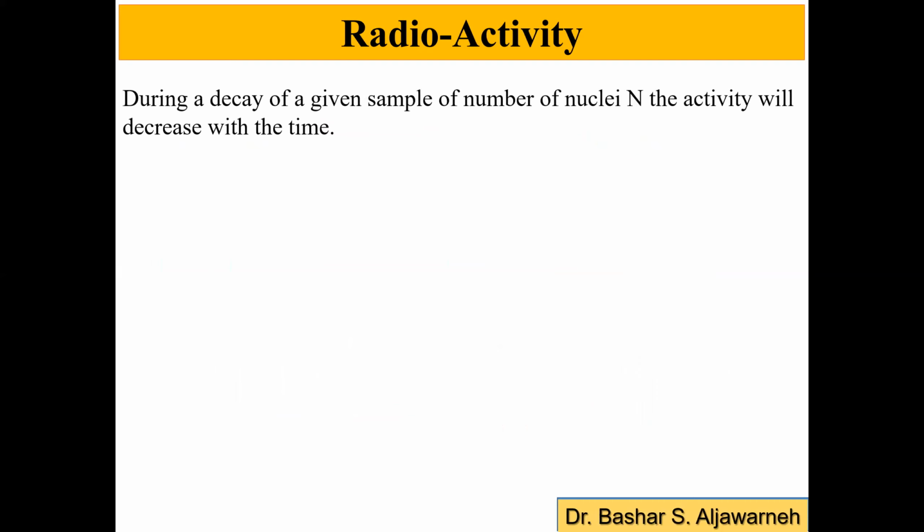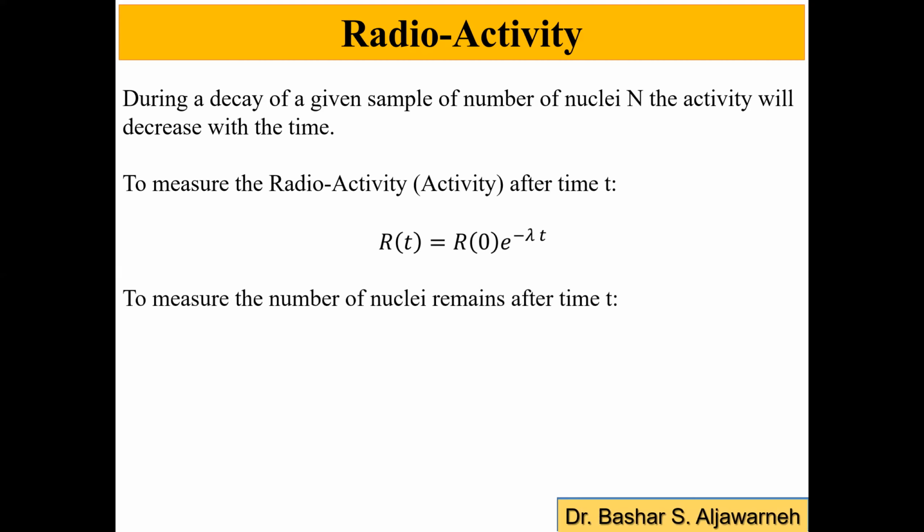Now, during this decay, let us go back to our sample and denote the initial number of nuclei in this sample as N of 0, or N naught, before any decay. Therefore, we can calculate or measure two main parameters: the radioactivity or the activity of this sample, and the number of nuclei that remain after this decay.